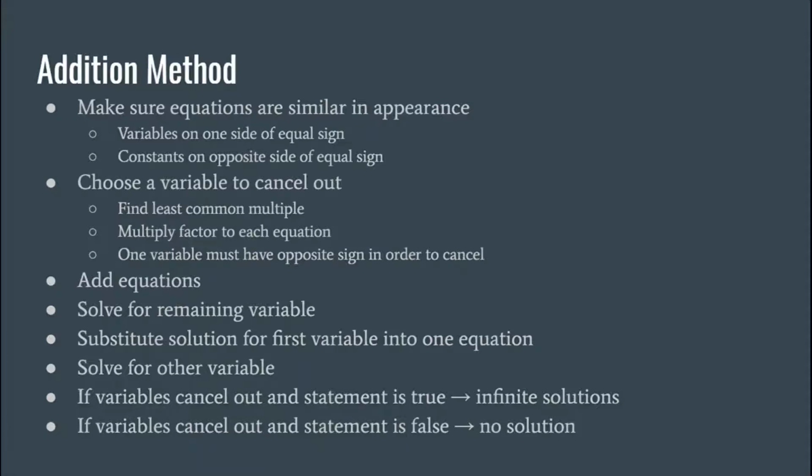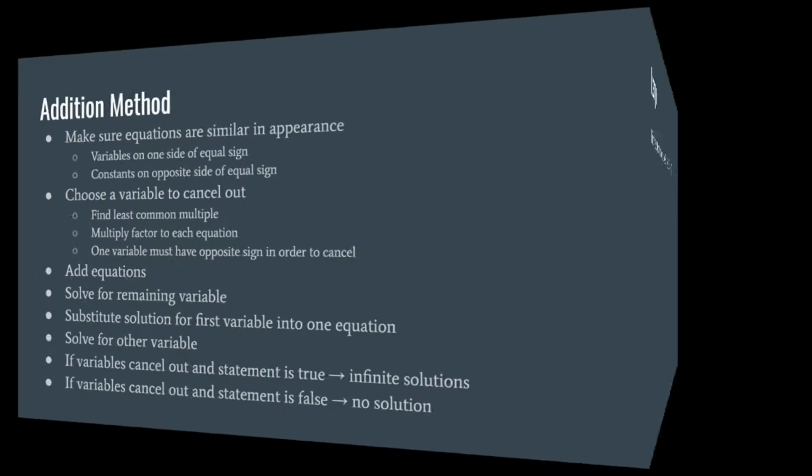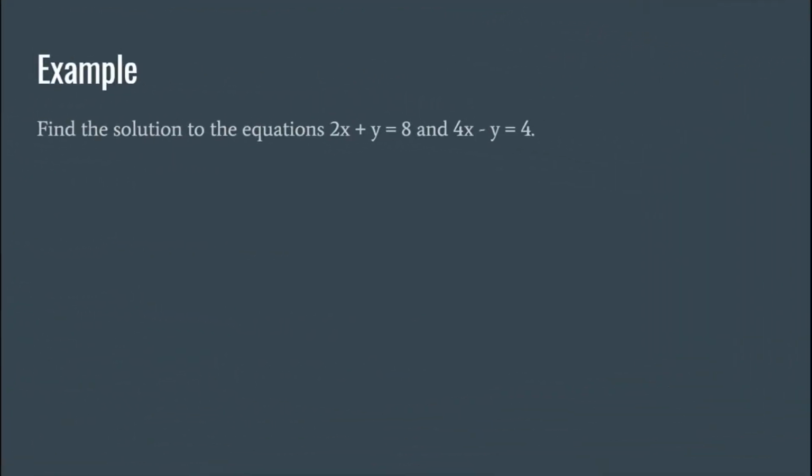So to get an idea of what this looks like, we'll go through an example. We're going to find the solution to these two equations, 2x plus y equals 8, and 4x minus y equals 4. Okay, so I'm going to line them up first. You can see here, the y's have the same coefficients with opposite signs. So I can right off the bat add these equations together, because the y's will cancel out.